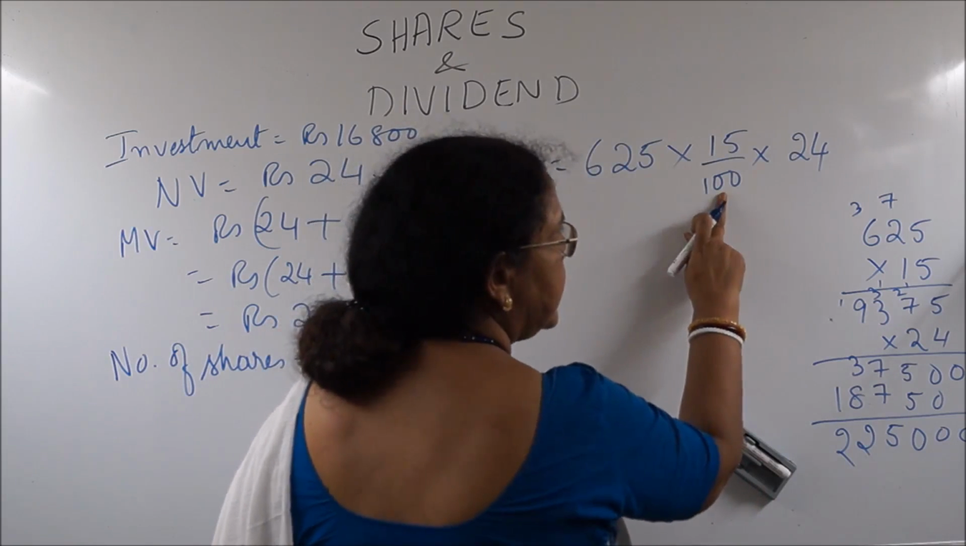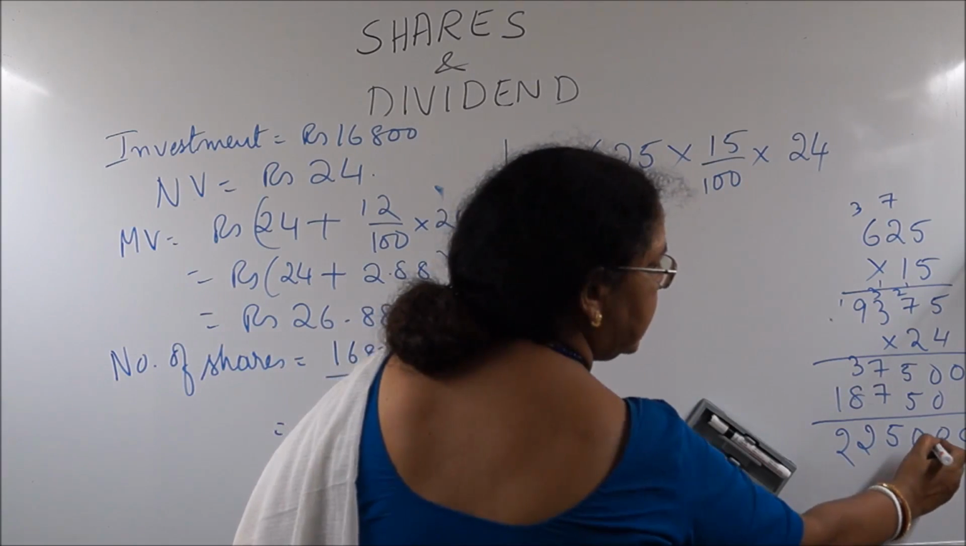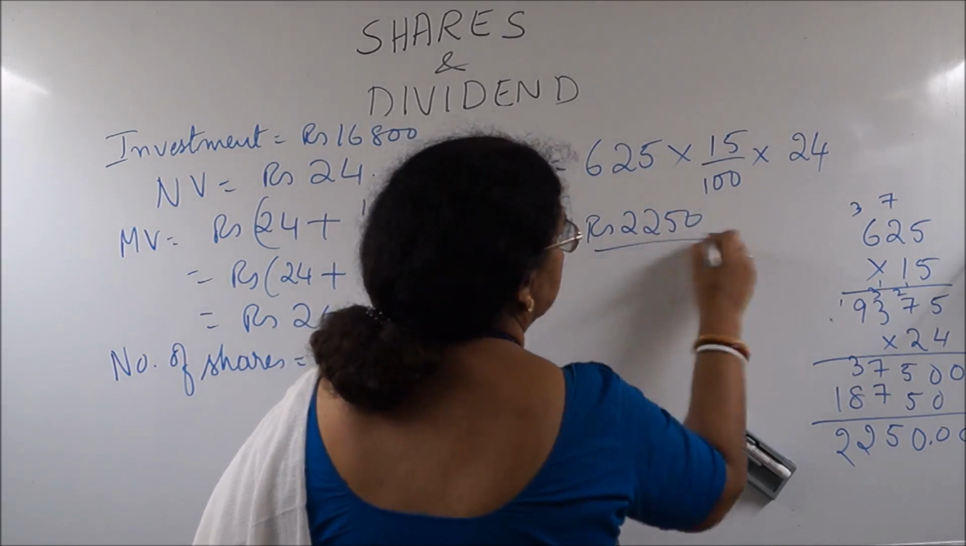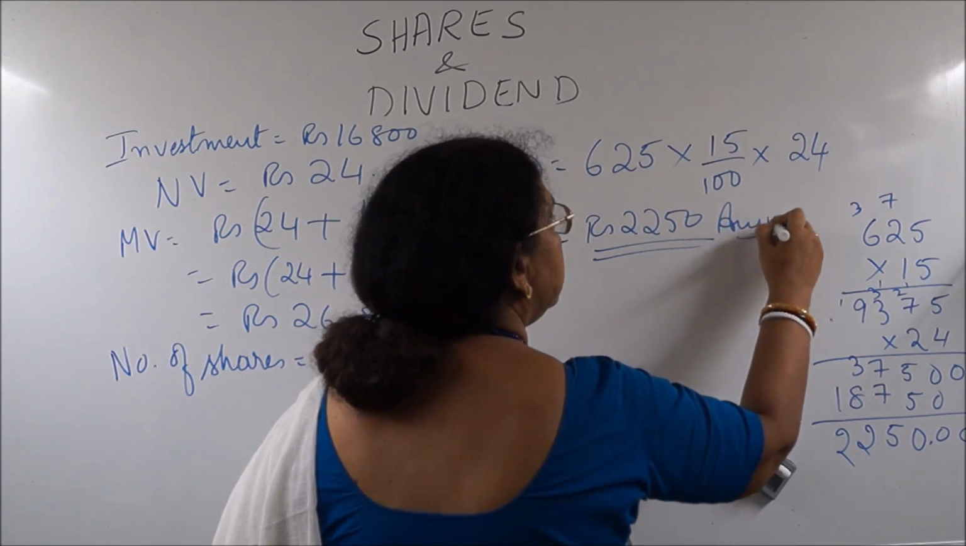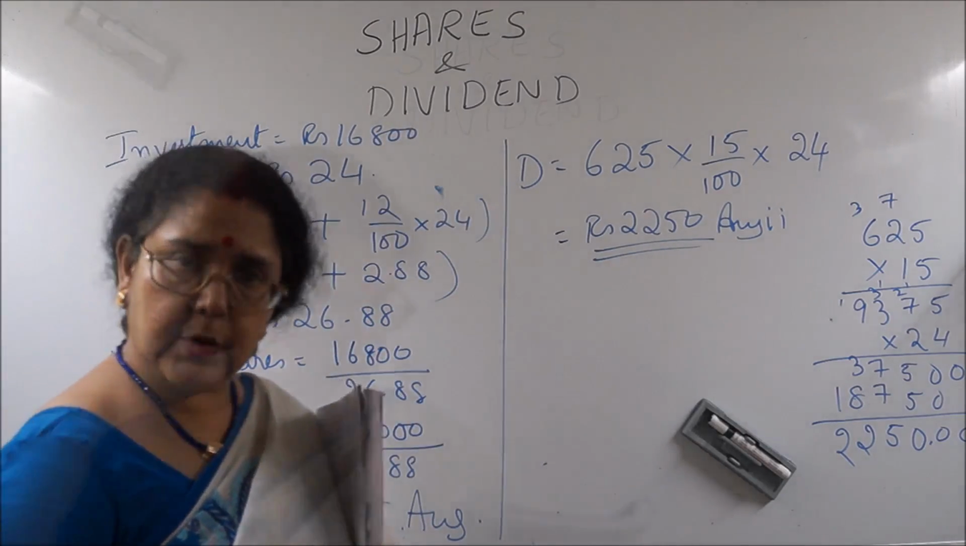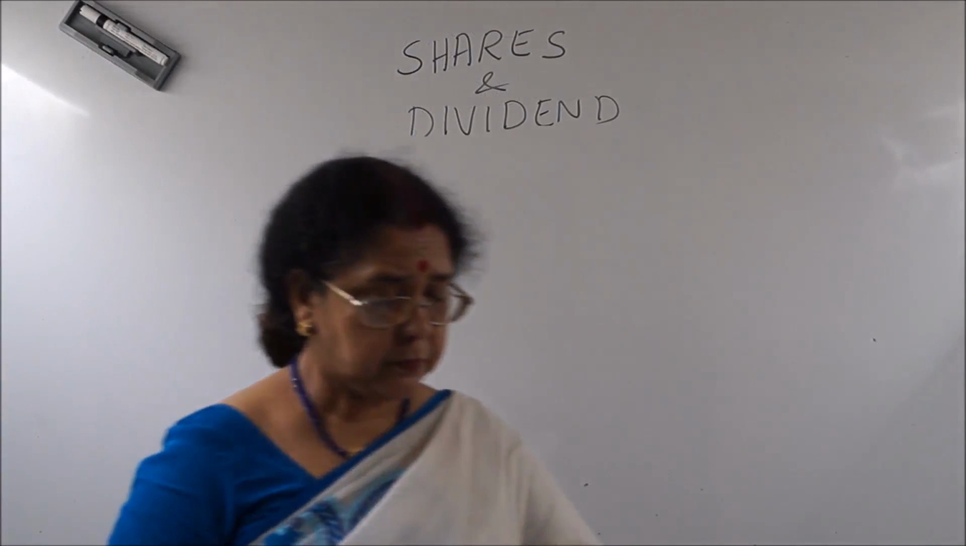Since 100 is in the denominator, the decimal will come here. So dividend is rupees 2250. That is your answer 2. I hope it is clear to you all. Let us proceed to the next question.